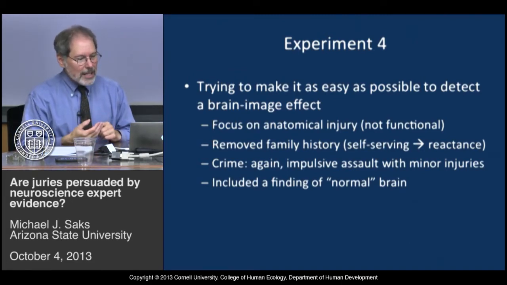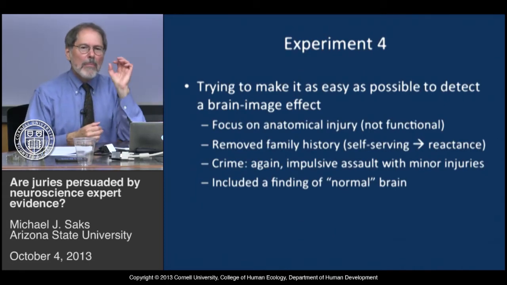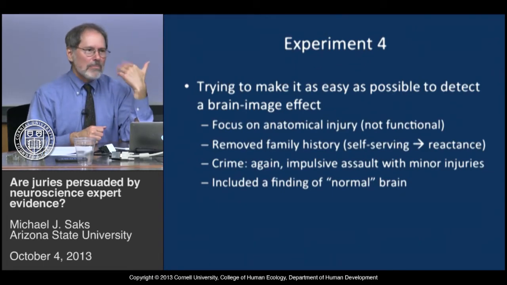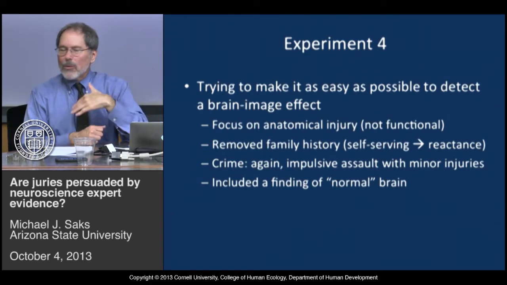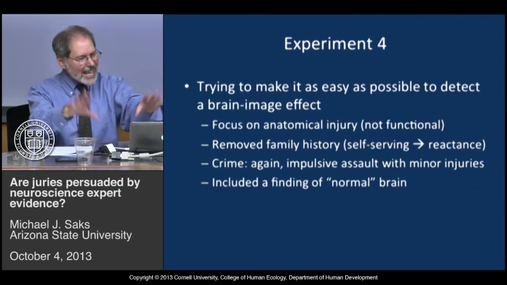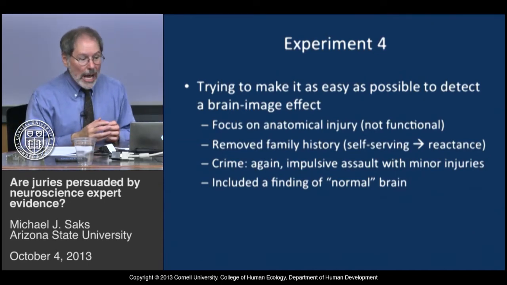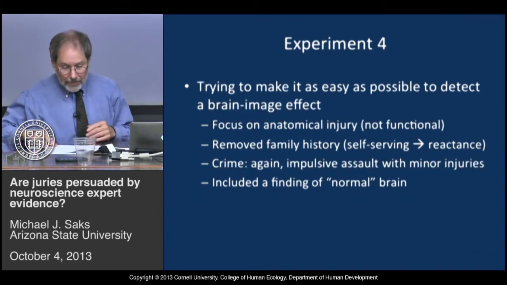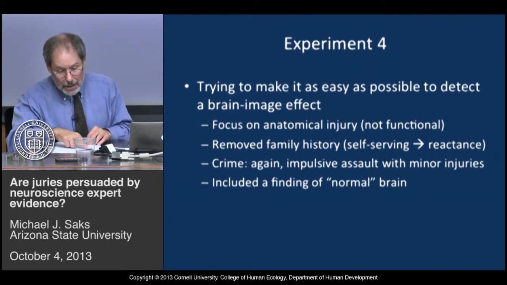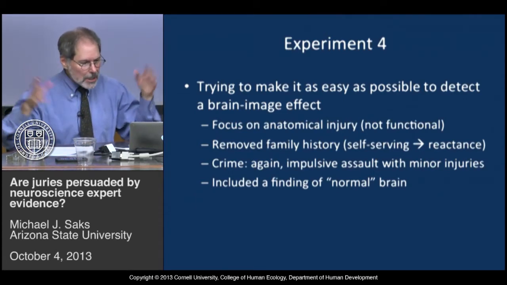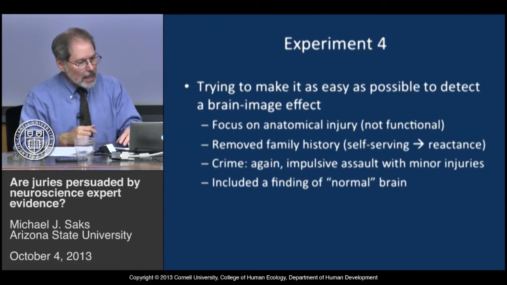We removed the family history, the lay testimony entirely, thinking maybe the jurors are turned off by this. This is a family member who's making a case for this guy, and maybe they were offended by that, and there was some reactance, and they said, screw this. So let's just get that out of there altogether. Again, the crime is very impulsive. There's no thought about it. Just suddenly, the person is bumped and gets upset and hits.